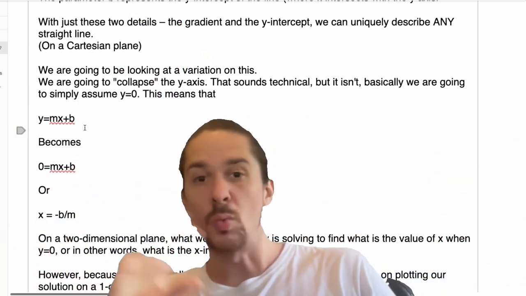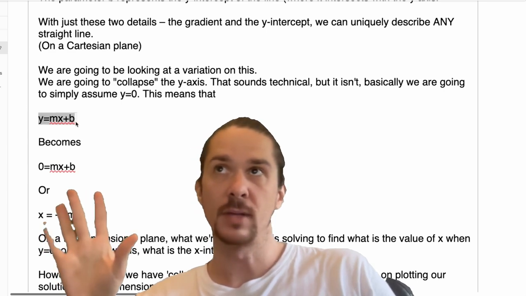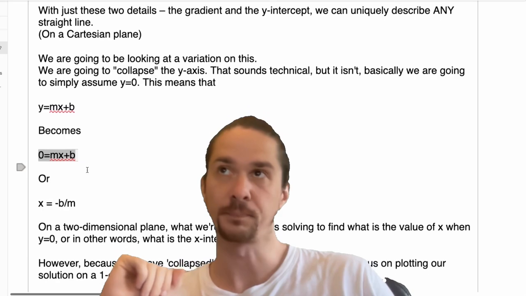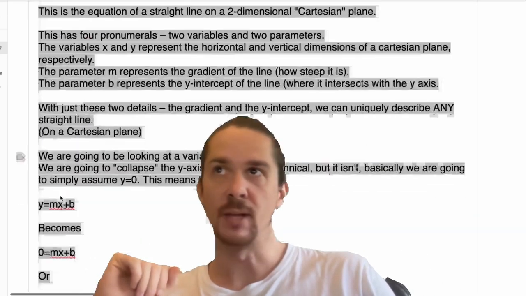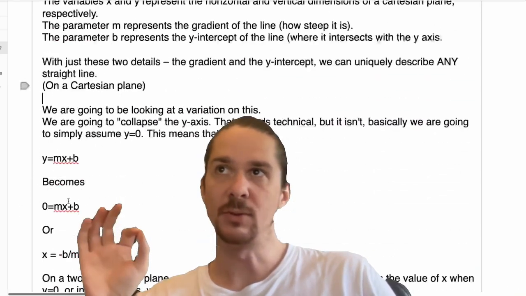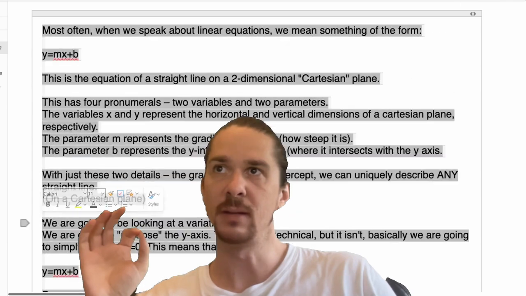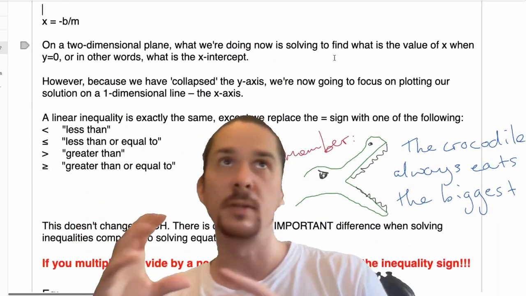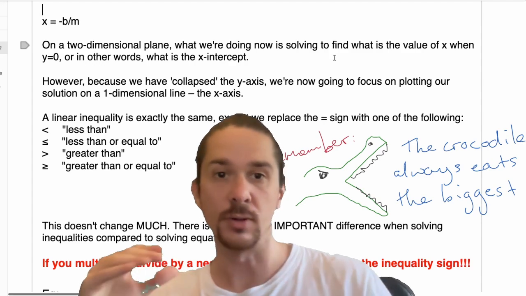That type of equation, we ignore the y, right? So we could take y equals mx plus b and take the y out of it. Now we have an equation that just is about x. And I quickly rearrange that, and so we have this solution that x is equal to negative b over m. Okay, so on a two-dimensional plane, what we're doing is we're solving to find the value of x when y equals 0. In other words, what is the x-intercept?